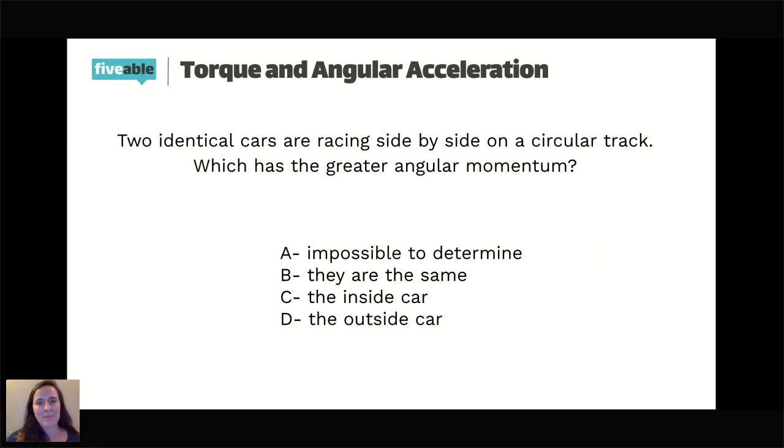Yeah, so the outside one has the greater moment of inertia and therefore the greater angular momentum because it's further away from the center of the track. Therefore, greater inertia, greater angular momentum. Excellent. The outside car. Good job.